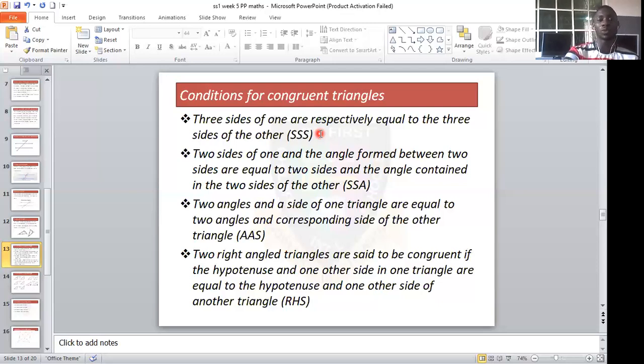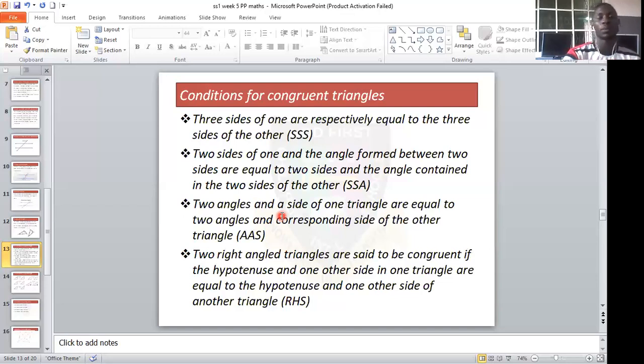The third one says 2 angles and a side of a triangle are equal to 2 angles and the corresponding side of the other triangle. That is AAS. 2 angles and one side. That is, 2 angles of a triangle and one side must have the same dimension as those in the other triangle. That is, 2 angles here and one side must be equal to 2 angles and one side in the other triangle.